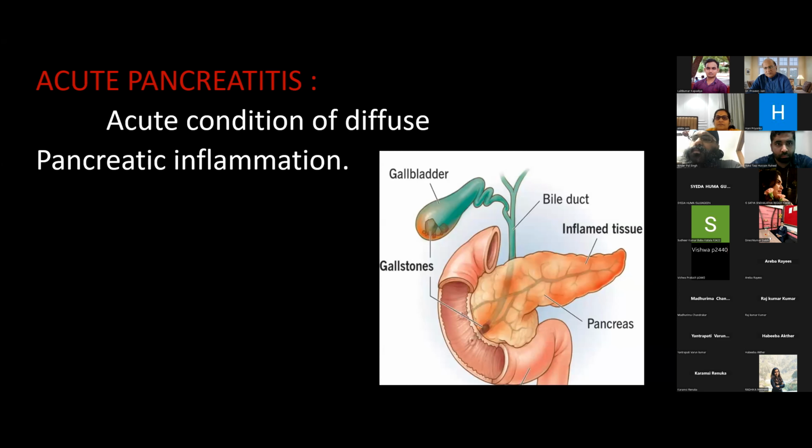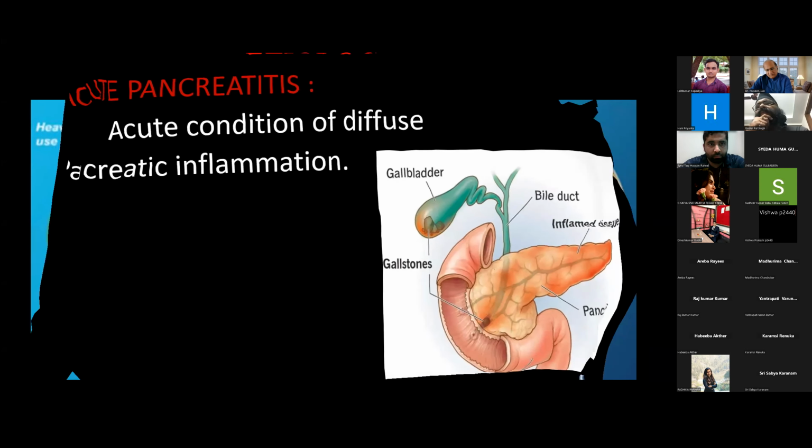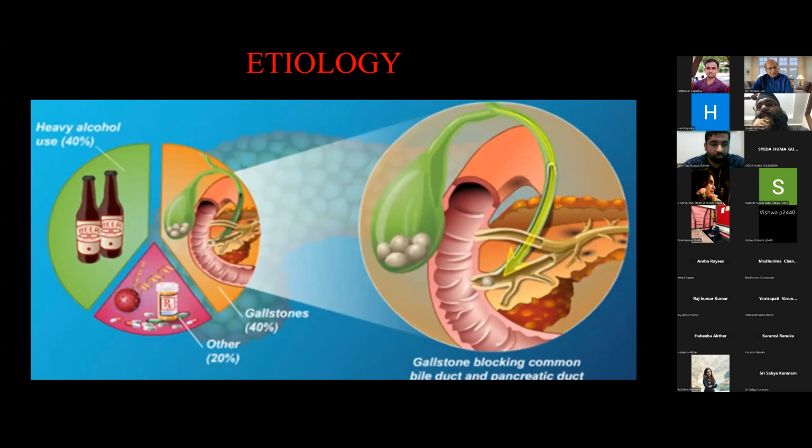So coming to acute pancreatitis, the last four letters, itis, itself indicate inflammation. So it is an acute condition of diffuse pancreatic inflammation. Now coming to etiological factors, the two most common causes of acute pancreatitis are alcohol and gallstones, accounting for approximately 75 to 80% of cases.